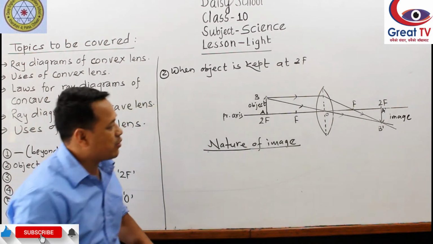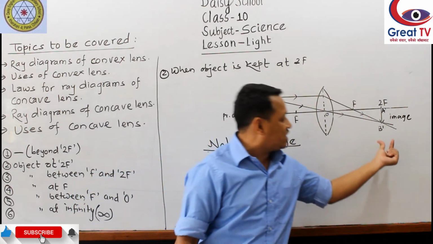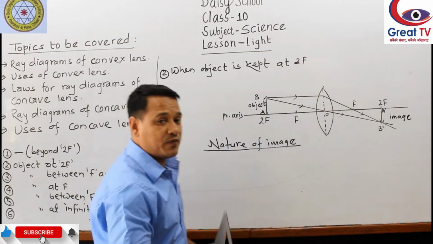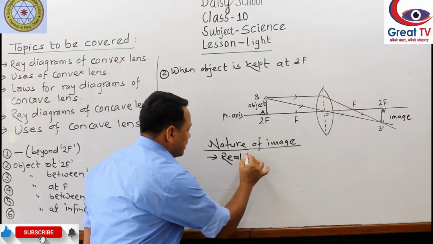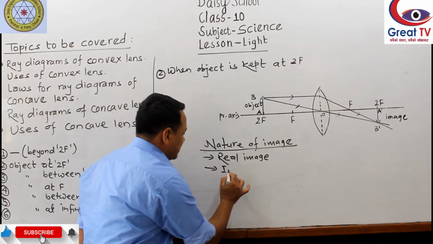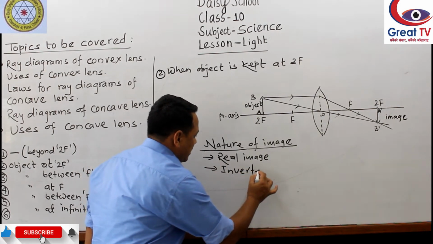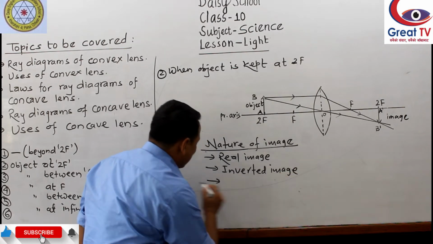In the previous video also we discussed, if the object is on one side of the lens and the image is on the other side, then such type of image is a real image. A real image is always an inverted image.